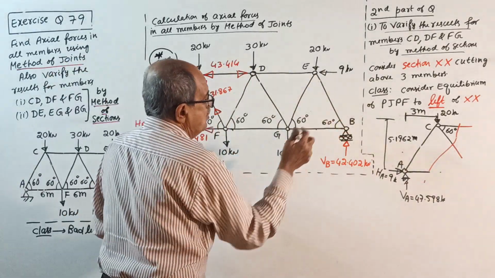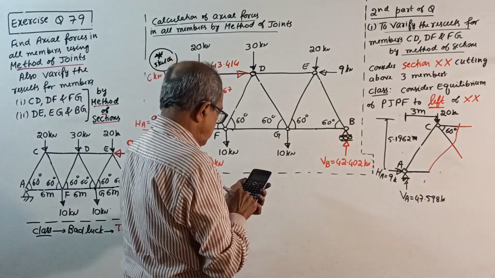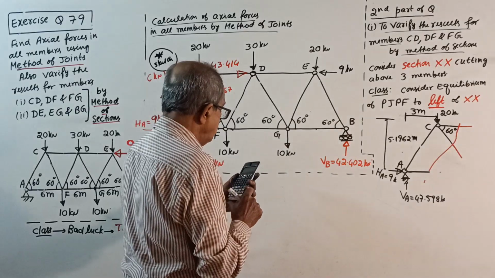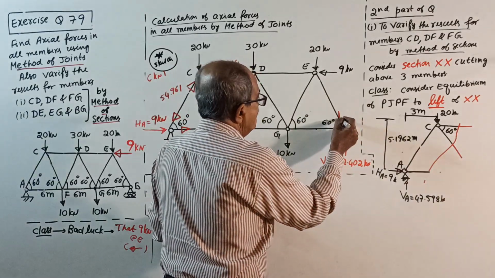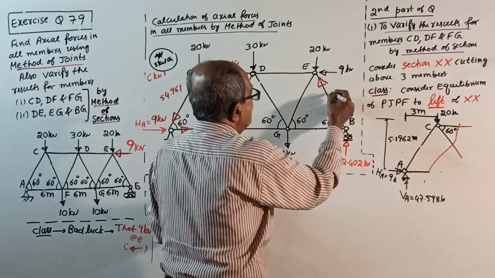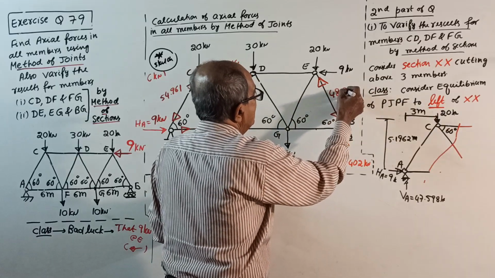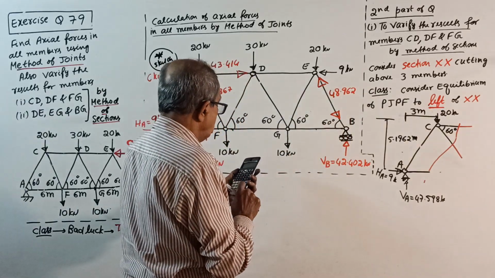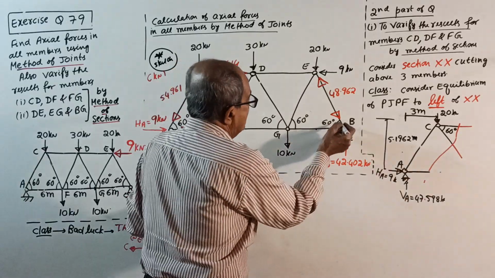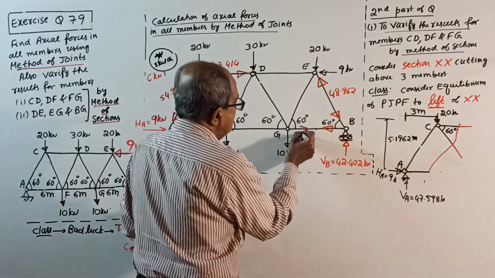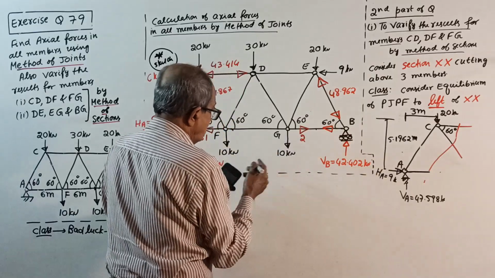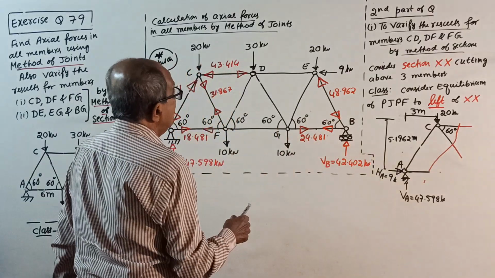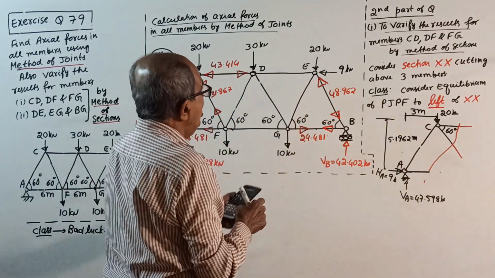I will come to this joint now. 42.402 divided by sin 60. 48.962. 48.962 into cos 60 will give this force. 24.481. Direction I will decide, no problem. 24.481. Okay, then now I will come to this joint.